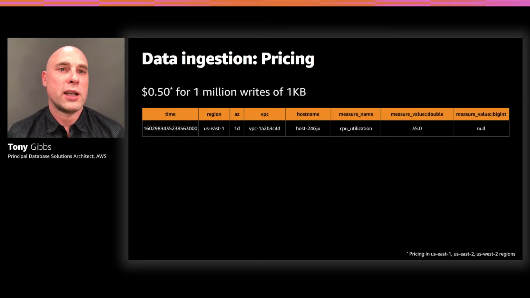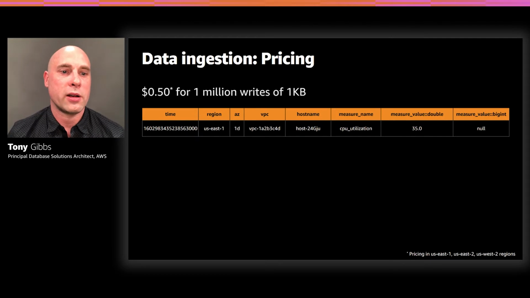So I'm going to touch on the pricing here. Pricing for Timestream in US East 1, 2, and US West 2 is 50 cents for every 1 million 1 kilobyte records. You wouldn't normally go through counting all the bytes in the records, but I'm just going to walk through this exercise, counting bytes, how the pricing works, how you can optimize pricing, and then touch on the best practices.